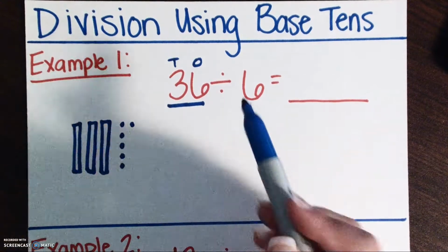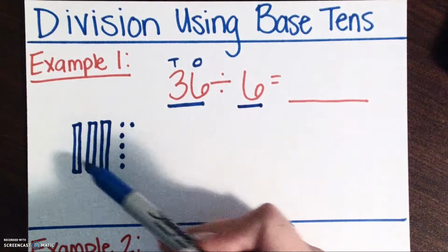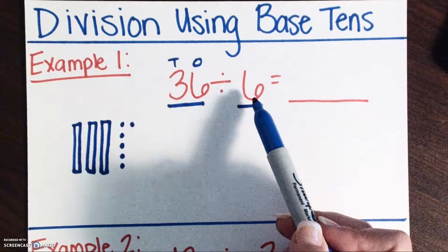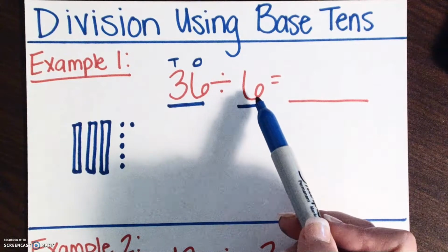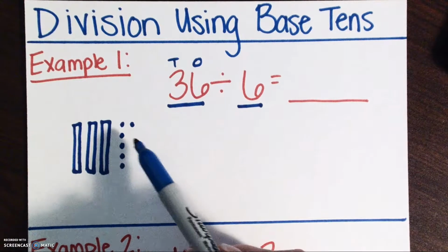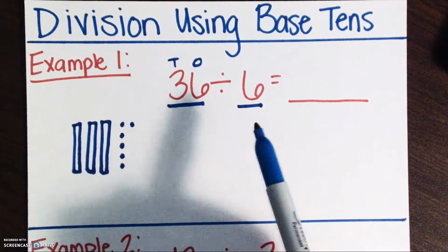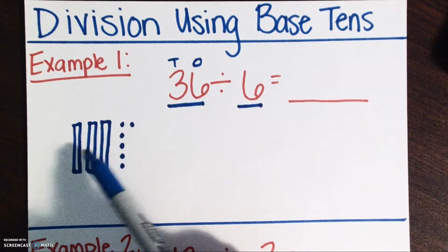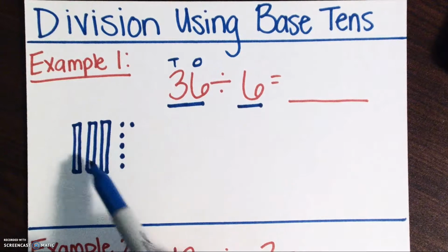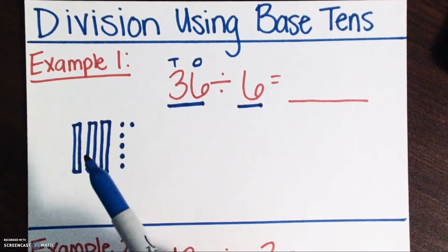Now, we're dividing by 6. So your goal is to divide this picture up into 6 different groups. But we have a little problem here. We can't divide this up evenly. 3 is an odd number, so you would have something left out, and there's really not enough of these 10s to make 6 groups.